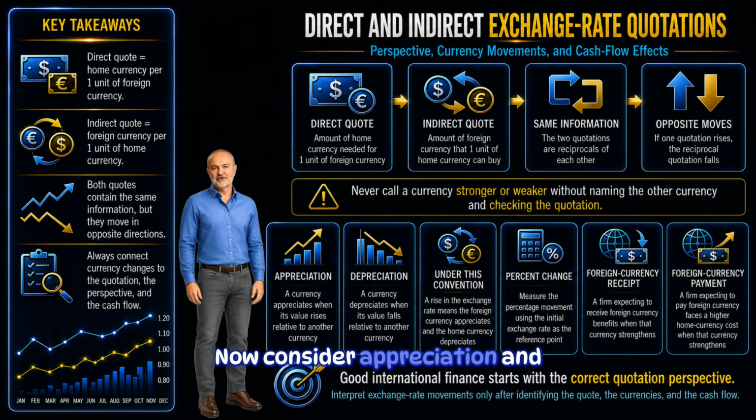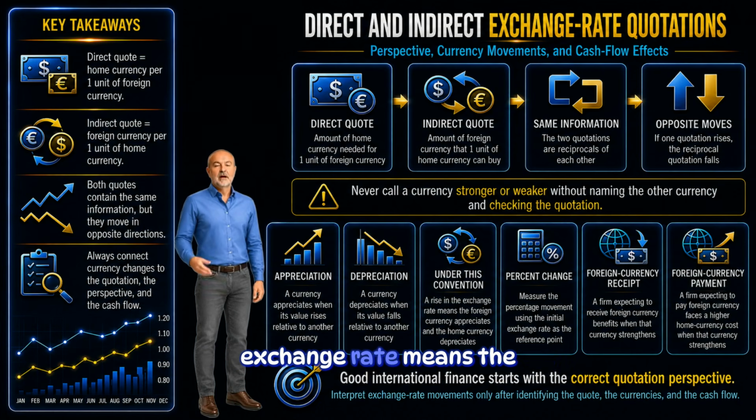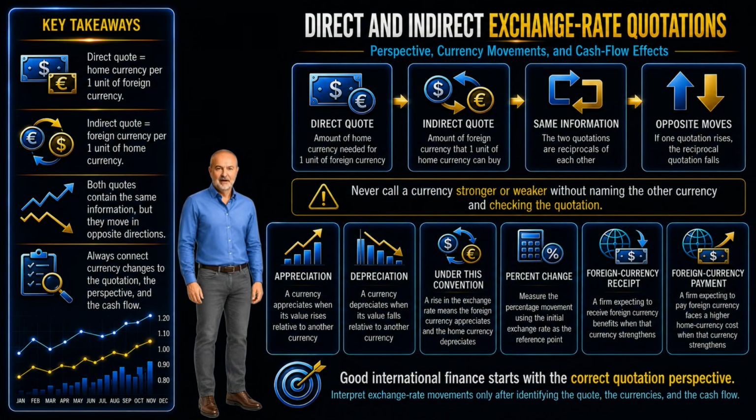Now consider appreciation and depreciation. A currency appreciates when its value rises relative to another currency. It depreciates when its value falls. Under our quotation convention, a rise in the exchange rate means the foreign currency appreciates and the home currency depreciates. A decline means the opposite.